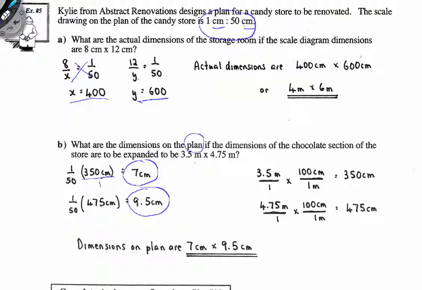So, we can also do it in meters. Notice that 3.5 meters over 1, we're going to change it using the ratio that we have. Actually, this is the calculation just to change the meters into centimeters over here, and same here. So that's a pretty obvious calculation. We just multiply by 100. Alright, so here are the final dimensions. 7 by 9.5 centimeters.